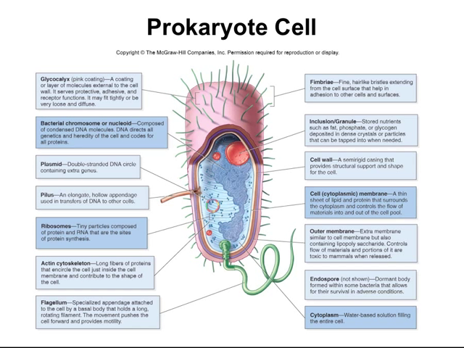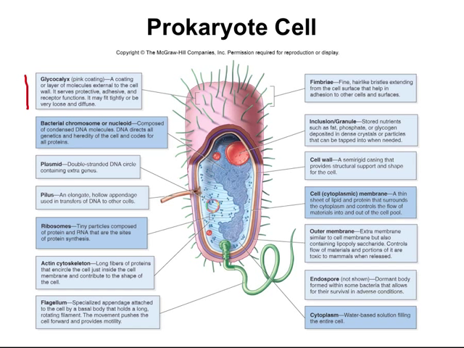First of all, let's look at the glycocalyx. The glycocalyx, it's a layer of molecules or a coating around the cell, external to the cell wall. It serves protective, adhesive, and receptor functions, and it may fit tightly, or it could be very loose and diffuse.